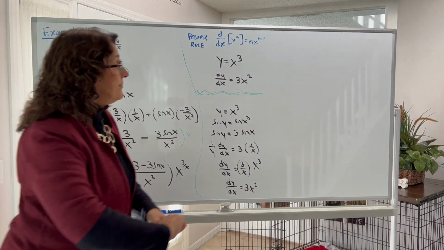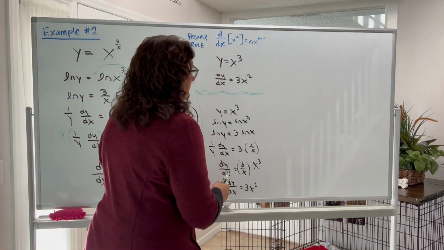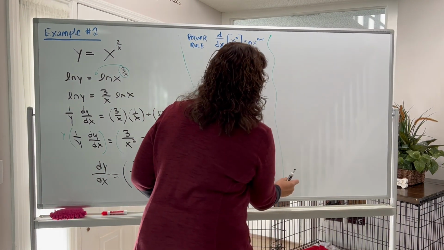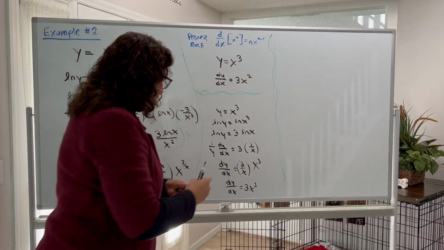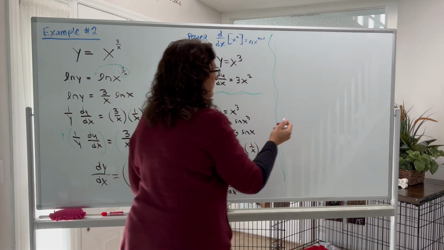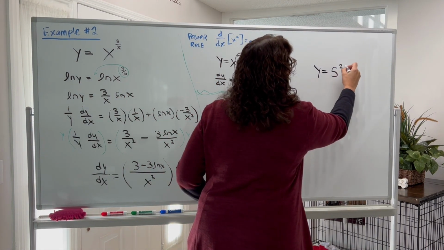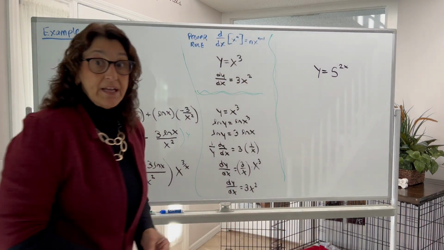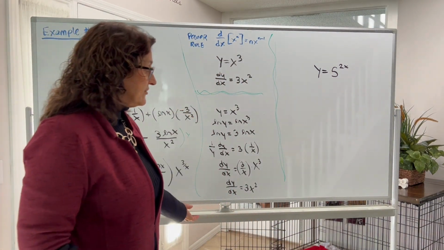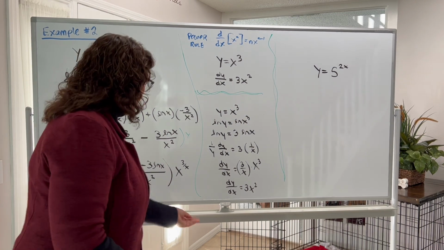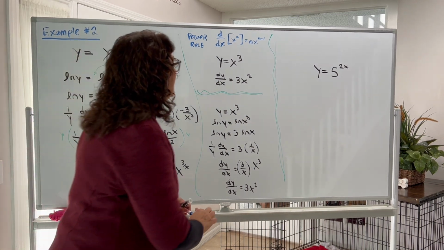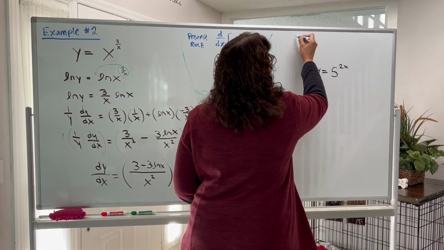What if you have a number base and a variable exponent? Let's address that too. What if you have an exponential function, 5 raised to the 2x power? This is an exponential function. When you have a number in the base and a variable in the exponent, it's an exponential function. So how would you differentiate this?